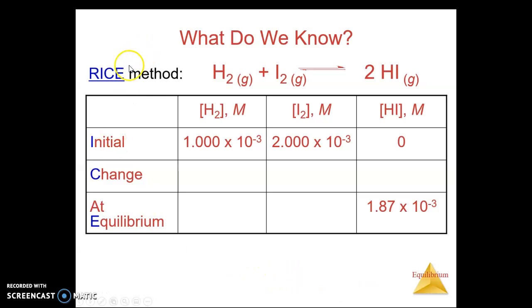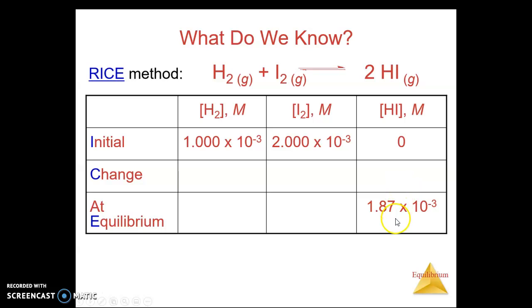So here we go. Here's the RICE method. You start off with a reaction. H2 plus I2 gives you 2HI. And the only thing you are allowed to put in here, just like in the ICE table, is moles or molarity. You could also put partial pressures. Well, let's just make it easy. So we know the initial of hydrogen is 10 to the negative third times 1, and of iodine is 10 to the negative third times 2. And we don't have any HI to start.